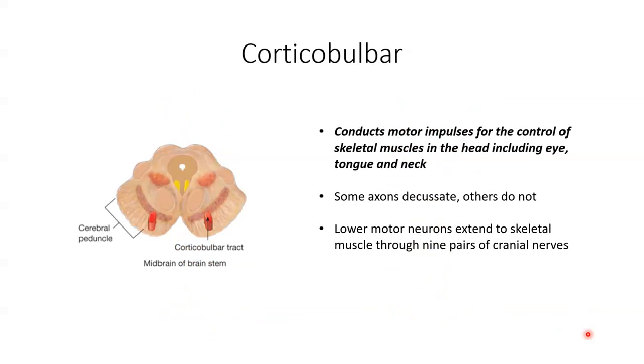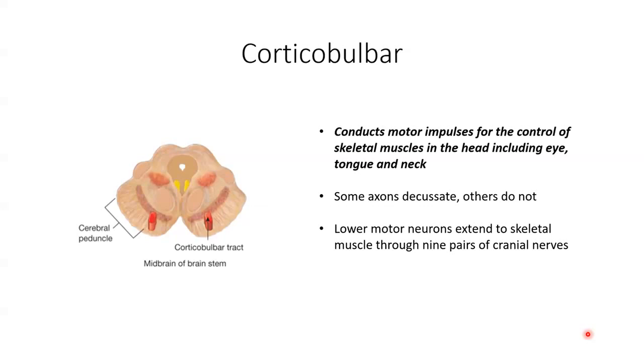The corticobulbar pathway is our other type of direct pathway that conducts nerve impulses for the control of skeletal muscles in the head. Axons of upper motor neurons from the motor cortex form the corticobulbar tract, which descend through the cortex and the midbrain, kind of alongside those corticospinal tracts. Now, some of the axons of the corticobulbar tract decussate and others do not. So not even lower down, they just don't cross over at all.